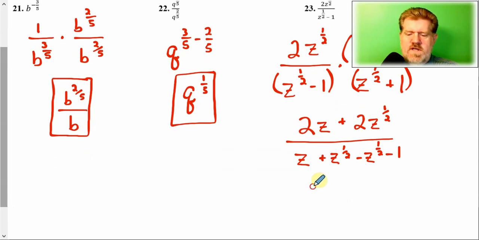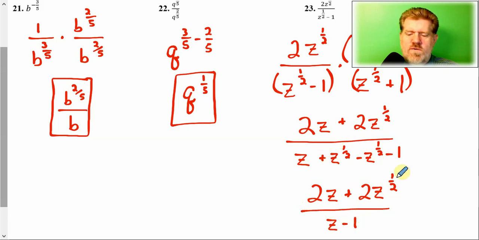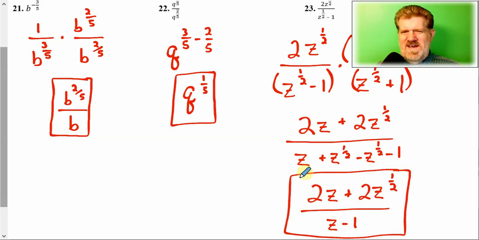All right, we can't do anything to the top. Can't combine them. But the bottom becomes z minus 1. I know it's weird. I know that's crazy. And like, why are we doing all that? It doesn't seem to make any sense. It's very helpful going forward with some problems that you do in higher math classes.